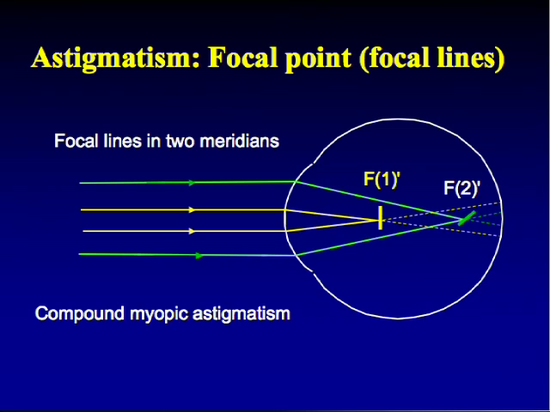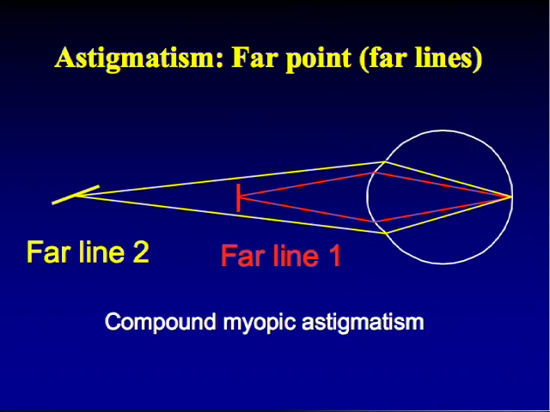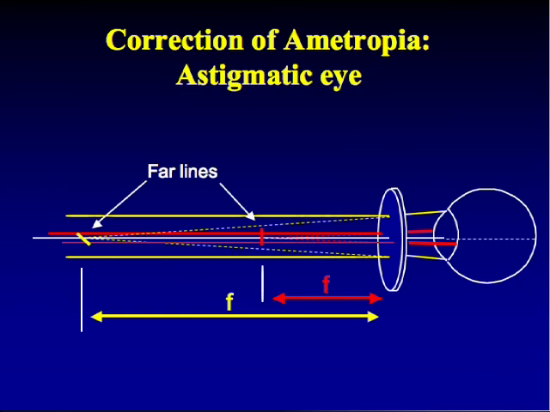So in an astigmatic eye, you can have not just a focal point in front or behind the retina, but you have 2 focal lines now, in this case in front of the retina. And just as a focal point turns into 2 focal lines, the far point of the eye in an astigmatic eye turns into 2 far lines. And you can correct the refractive error in the astigmatic eye by choosing a lens whose focal lines coincide with the far lines of the eye.